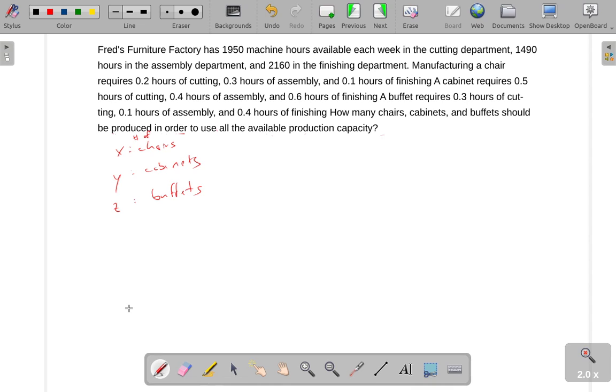What would not make a very good variable, though, is, for instance, saying X is the amount of time in the cutting department. Because the amount of time in the cutting department, you want that to be maxed out. You want it to be 1,950 machine hours, and there's no variation on that. You want all of that time to be used, so you just say X equals 1950. And I don't know how you would relate that back to the number of chairs that need to be made, because it's the number of chairs that we're looking for.